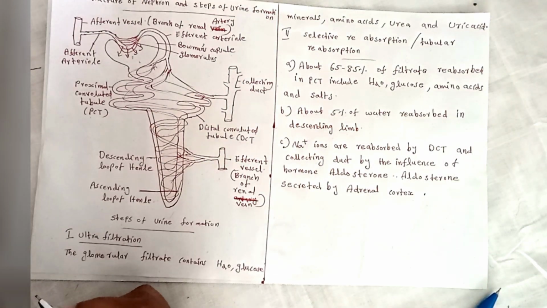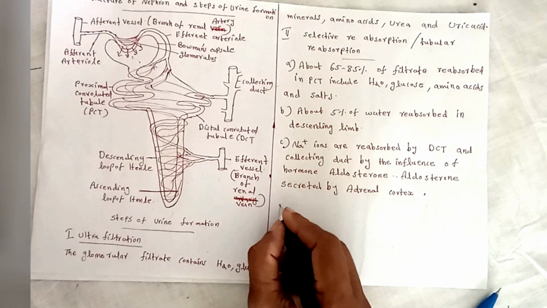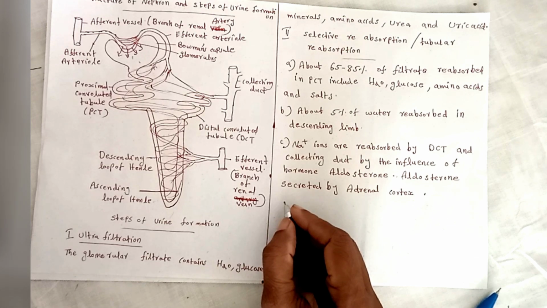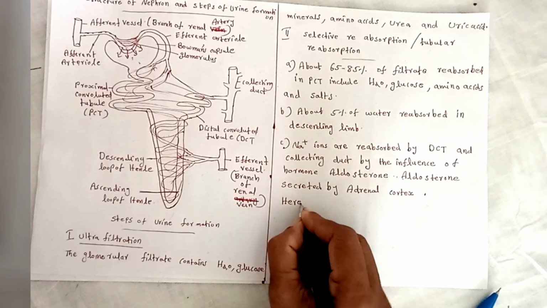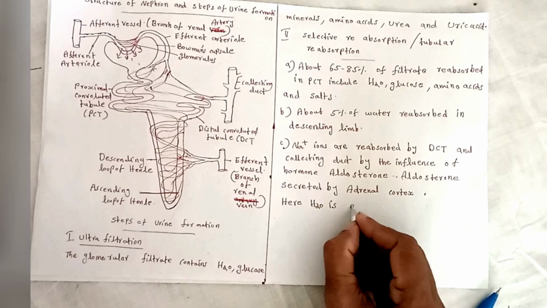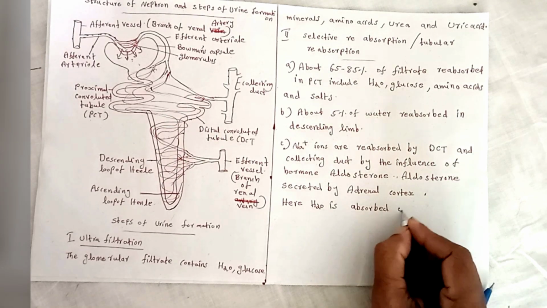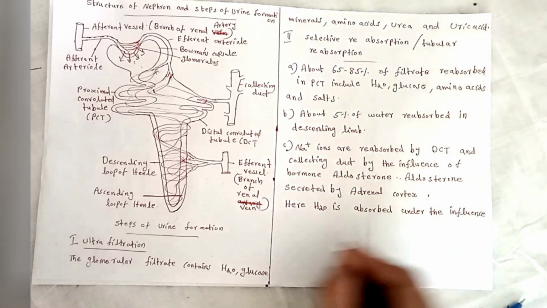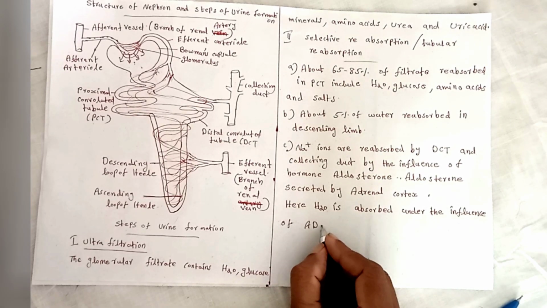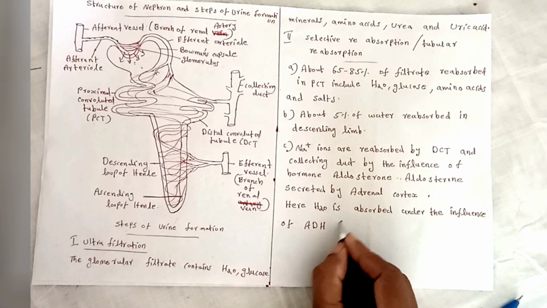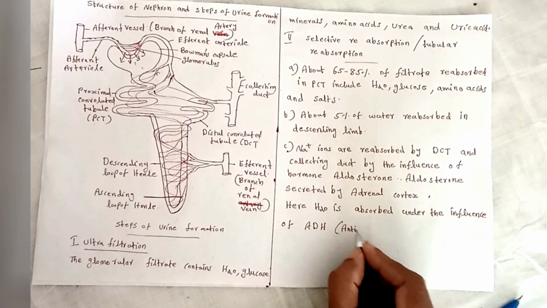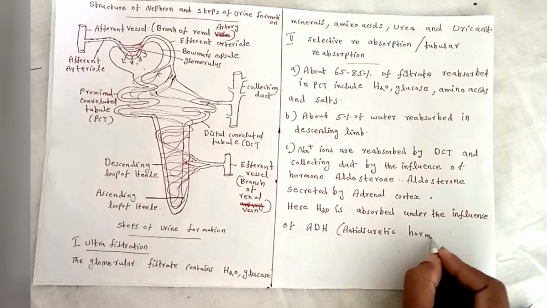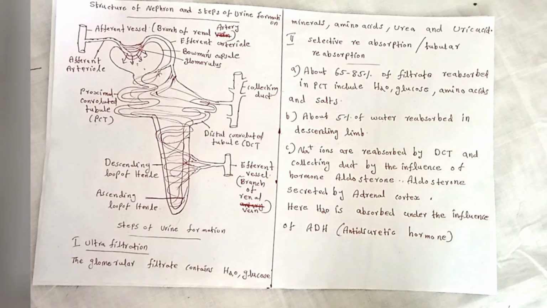Here water is absorbed under the influence of ADH, that is another hormone, ADH, antidiuretic hormone, secreted by the posterior pituitary gland.